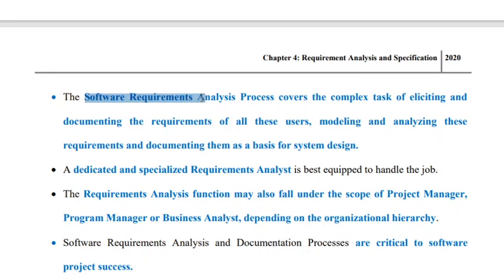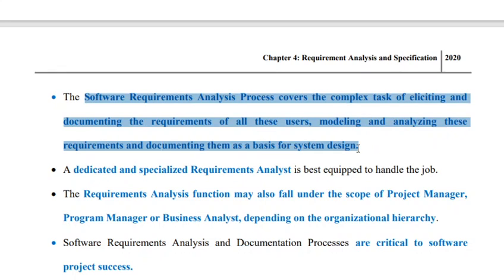As we have already learned, the software requirement analysis process covers the complex task of eliciting and documenting all the requirements of the user, modeling and analyzing the requirements, and documenting them as the basis for system design. The subsequent phase after requirement analysis and specification is called the system design phase. So we need to build up sufficient information about the system, in terms of functional and non-functional requirements, to enable the designers to design the system appropriately.